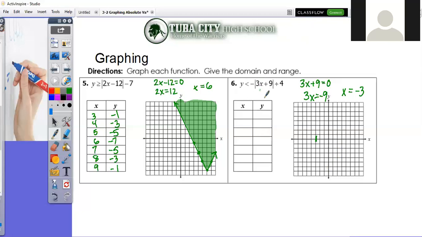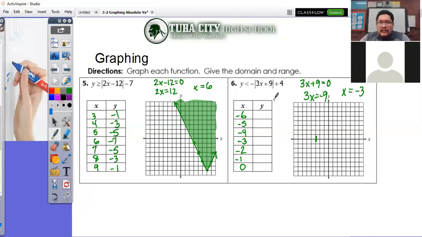Okay, so let's go ahead and start picking numbers for the x value. So -4. So we need some numbers going down. And now we need some numbers going up. Okay, and now let's see, make a chart for this here. And that's going to be negative square root of 3x. And I'm going to put -6 in there for now. Plus 9 absolute value plus 4.